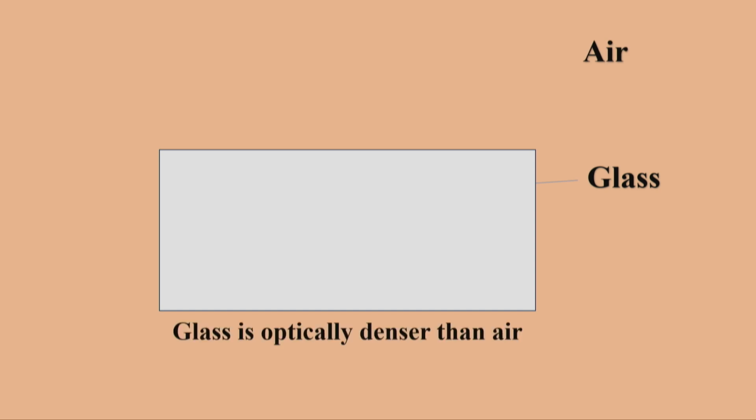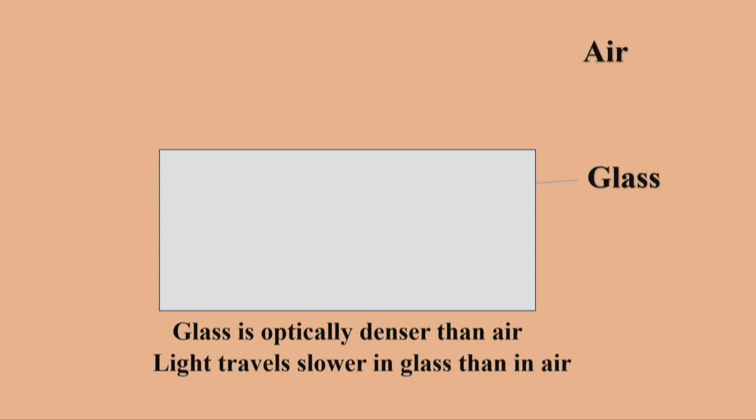So if we have a glass block, it is surrounded by air. Glass is optically denser than air. This means that light travels slower in glass than in air. So a ray of light moving from air into the glass block will have a change in its direction.